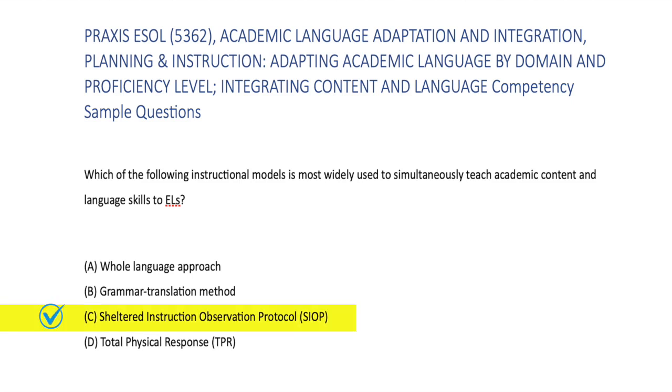So that means the correct choice would be C, Sheltered Instruction Observation Protocol, or SIOP. SIOP is a widely used framework for planning and delivering lessons that integrate language and content instruction. It uses strategies like visuals, modeling, and scaffolding. So C would be the best answer here.